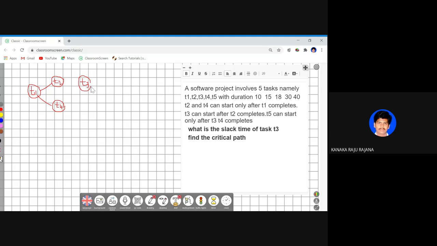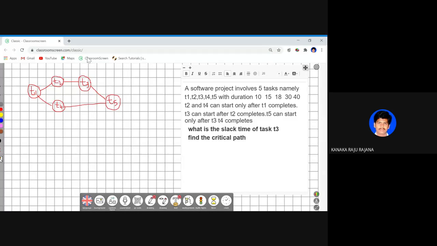So this can start after T2 completes. Fine. What about the last statement? T5 can start only after T3 and T4 complete. So this is my T5. T5 can start only after T3 as well as T4 completes.